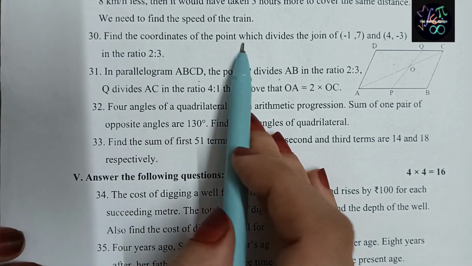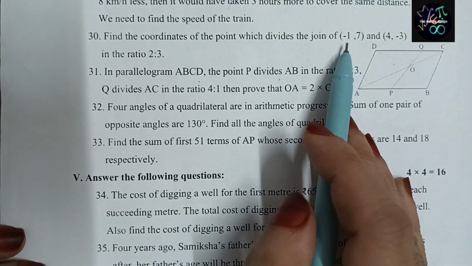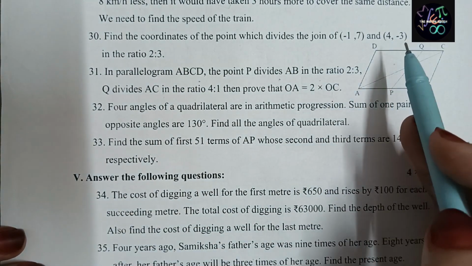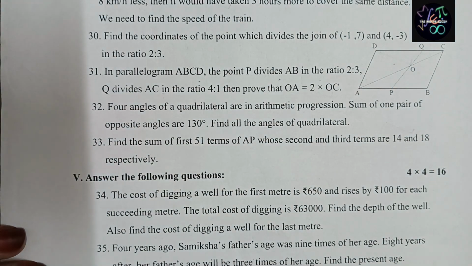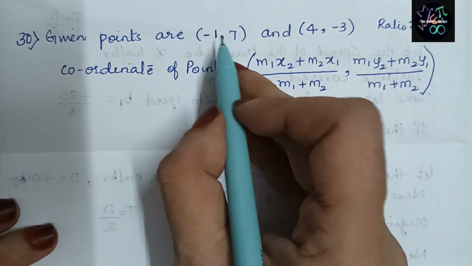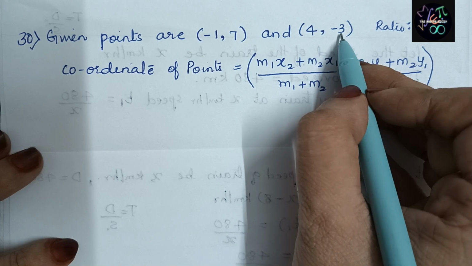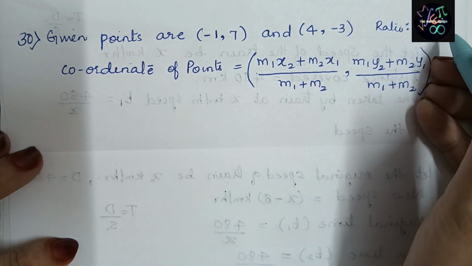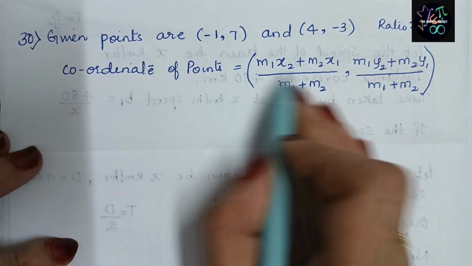Find the coordinates of the point which divides the points (-1, 7) and (4, -3) in the ratio 2:3. Here they have given two points and a ratio. So I have written here the given points are (-1, 7) and (4, -3), and the ratio 2:3. They have told us to find the coordinates of the point, and we know the formula.